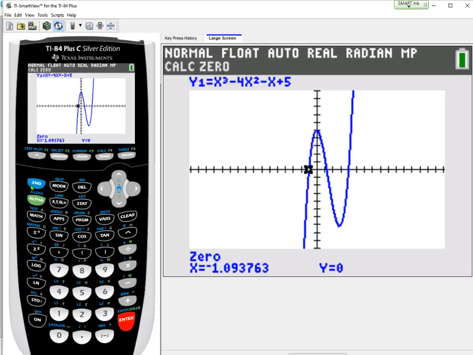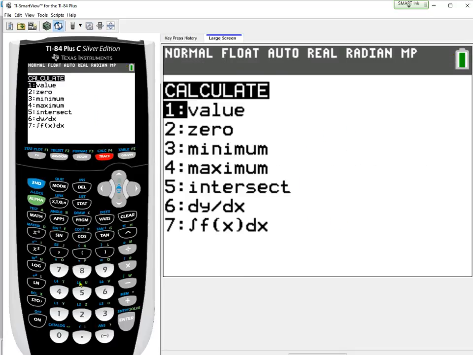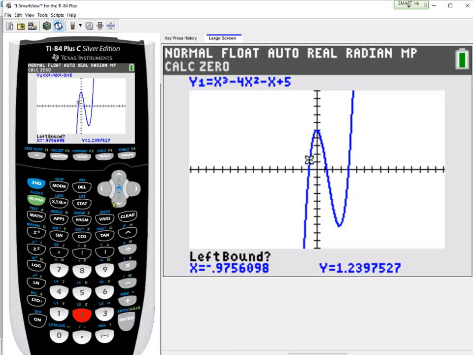How do I do the next one? Second, calculate. What am I looking for? Zeros. And say, hey, where's the left side of it? I'm going to go right here somewhere. Oh, too far. Enter. Go on the right side of that. Enter. Enter. Here's my other 0, 1.16. And then to get the third one, same thing, right? Questions on that?